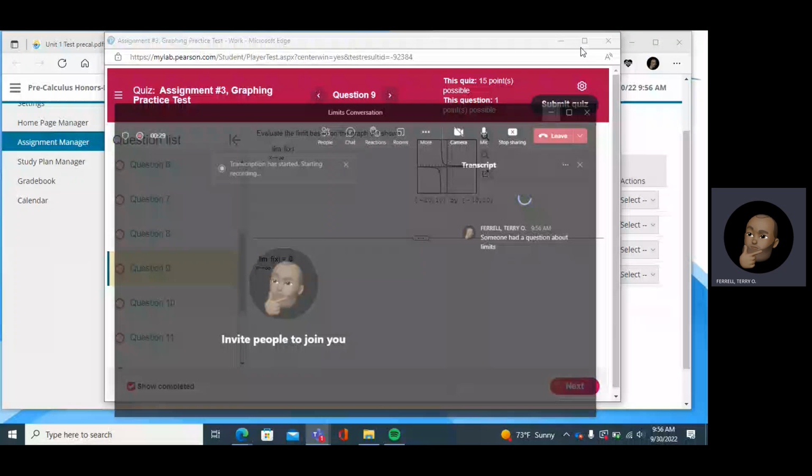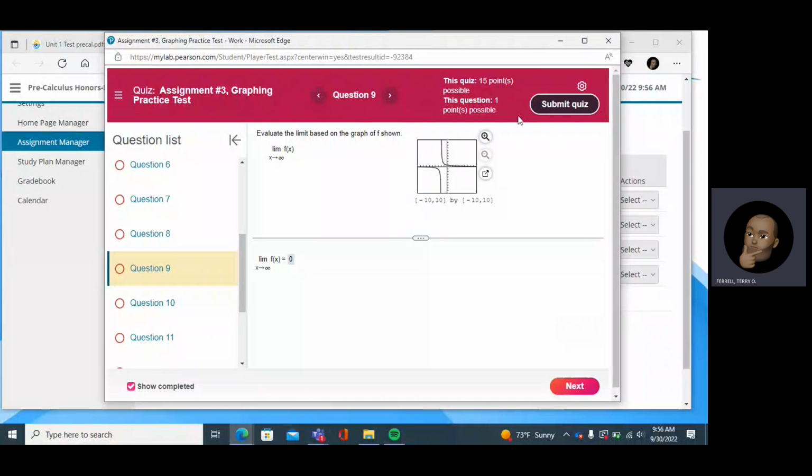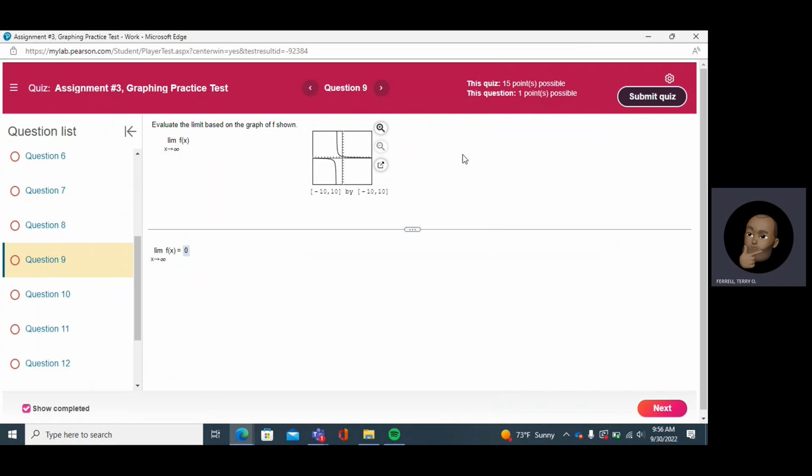Question about limits. A few students had questions about limits, so I thought I'd go over a few. Here's your online practice homework. It just says, what's the limit of f of x as x goes to positive infinity, okay?